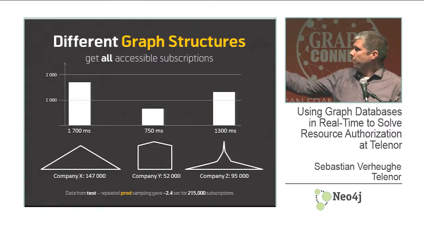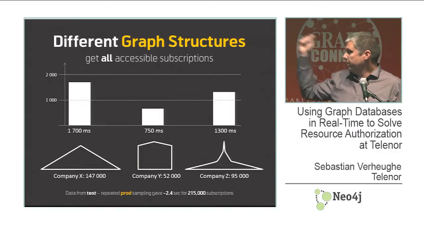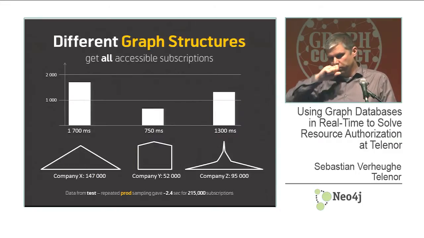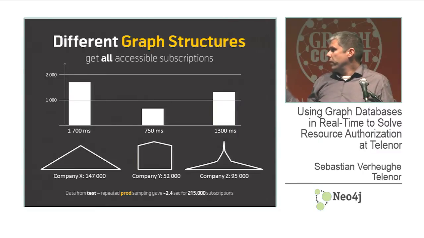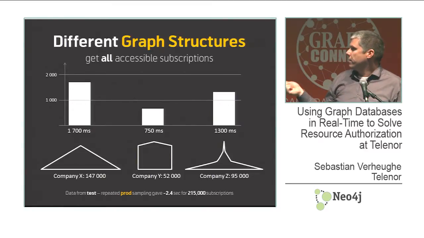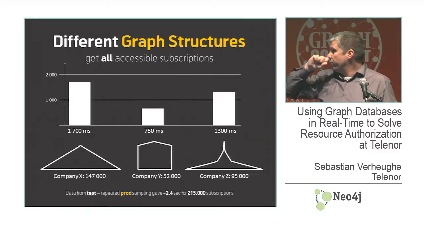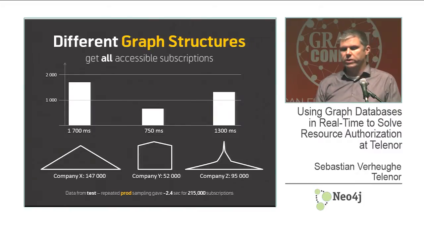In production, you don't actually log at user or customer level, so the numbers you're seeing here on top are retrieved from the test environment. But to have something really from production, for a single customer, I did some sampling just before I came, and you have that at the bottom. To calculate all the subscriptions you have access to for one of our largest customers, the user has access to 215,000 subscriptions. It takes 2.4 seconds to calculate that. And you see similar performance for other structures. So it takes seconds to calculate all the resources.